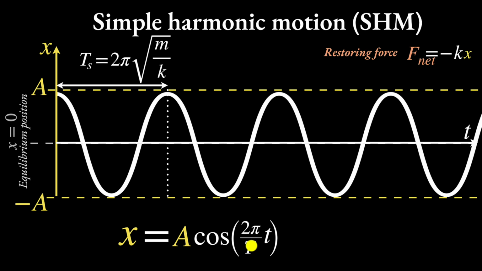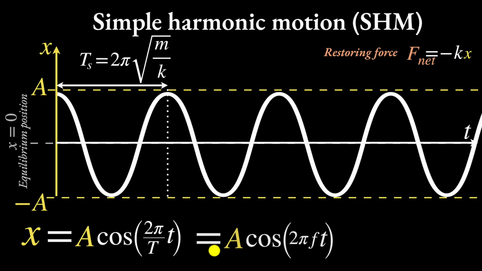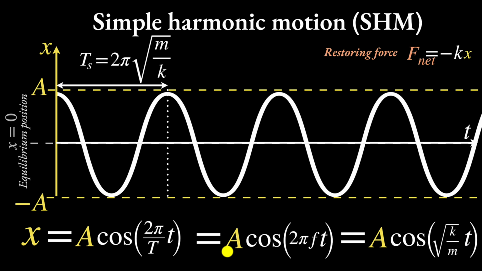Now, because 1 over T is frequency, the reciprocal of period is frequency, we can also write this as a cos of 2 pi f times t. And we can also now substitute the expression for period over here. And if we do that and simplify, we'll get this. They're all the same things.